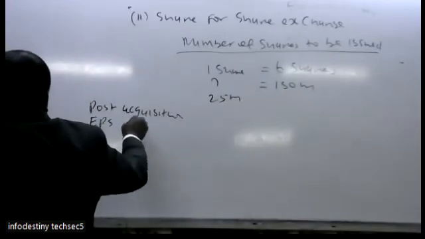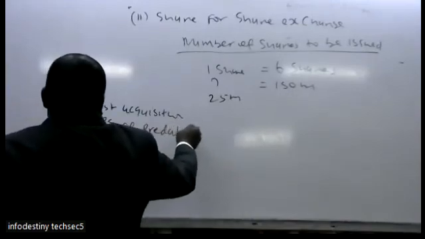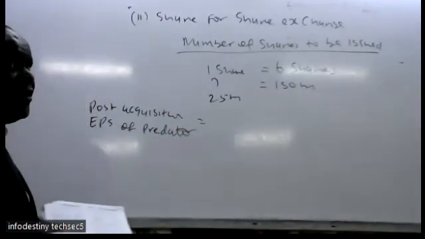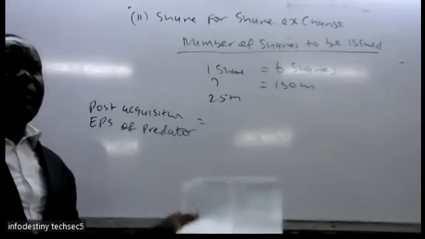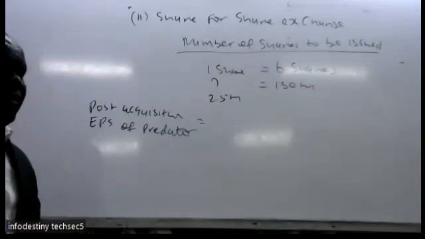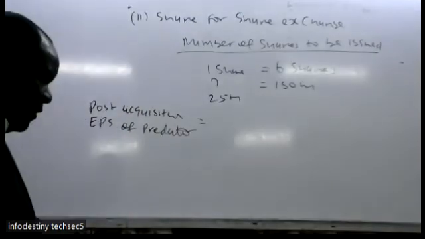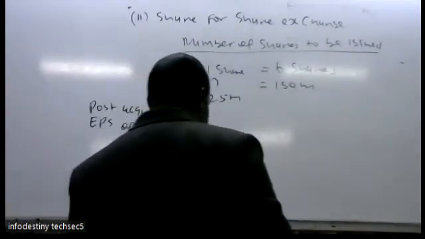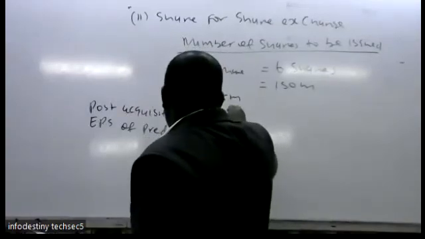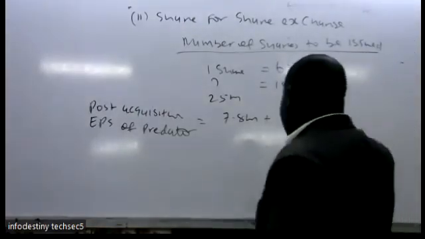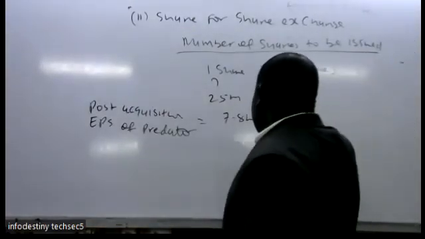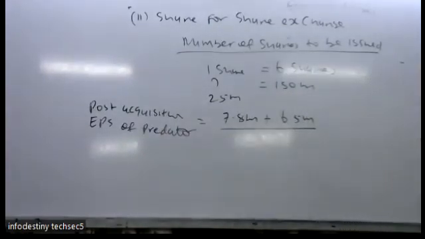Now we are calculating the earning per share of the predator. Remember the formula when it is share for share exchange: combined earnings divided by the number of shares of the predator plus the new shares to be issued. Combined earnings are those profits attributable to the ordinary shareholders. So you take 7.8 millions and add 6.5 millions.